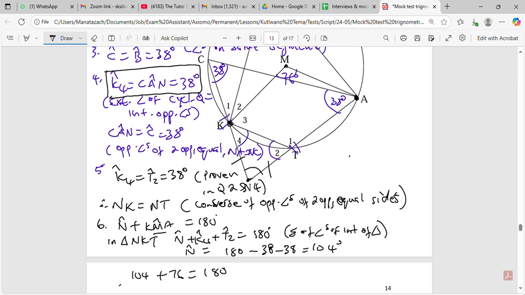Therefore, you conclude that AMKN is a cyclic quad, right? It's a cyclic quad. What's your reason? That's the converse of opposite angles of a cyclic quad are equal to 180 degrees. And that's the end of today's lesson.